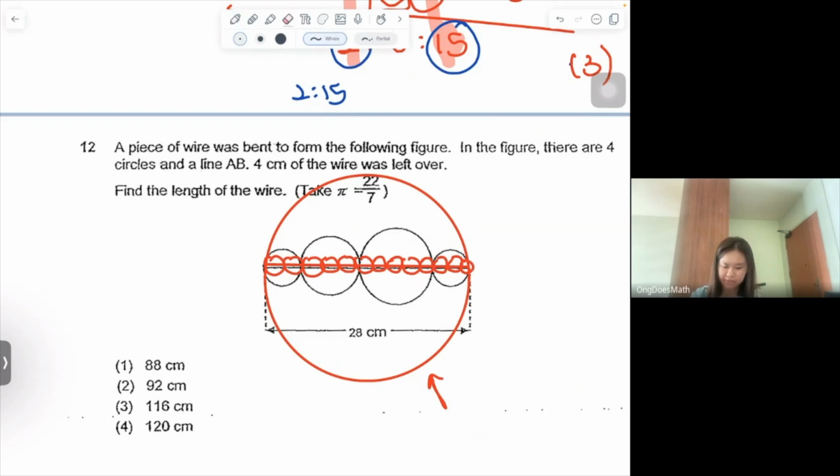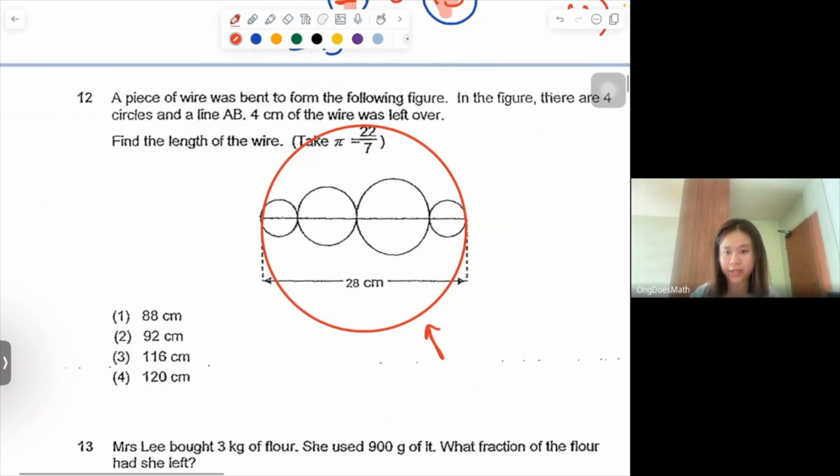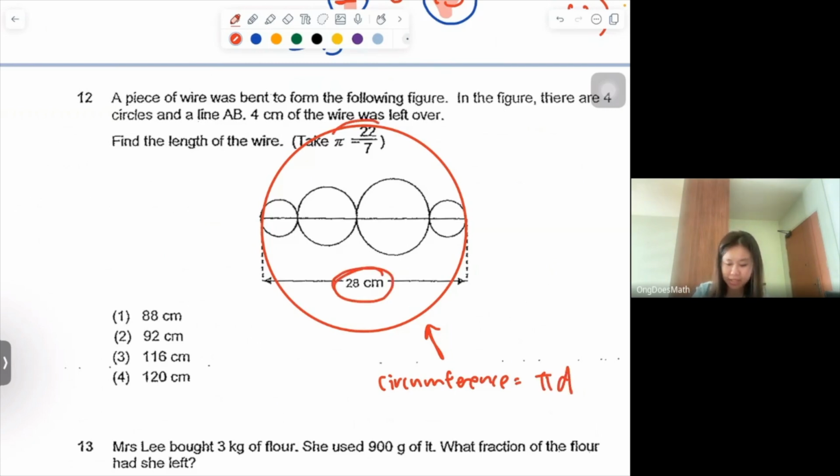So in this case, we just have to find out the circumference of this big circle, right? The formula from earlier, we have already made it known that circumference is just pi times d. So in this case, diameter is 28. Pi in this case is not 3.14 anymore. They want the pi to be 22/7. So times 28.